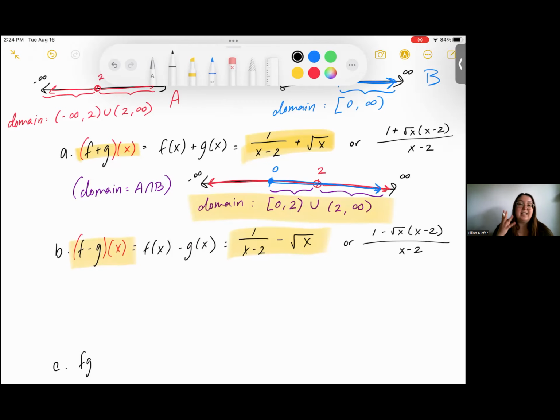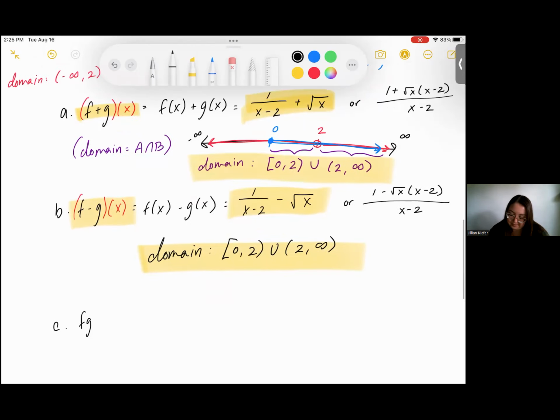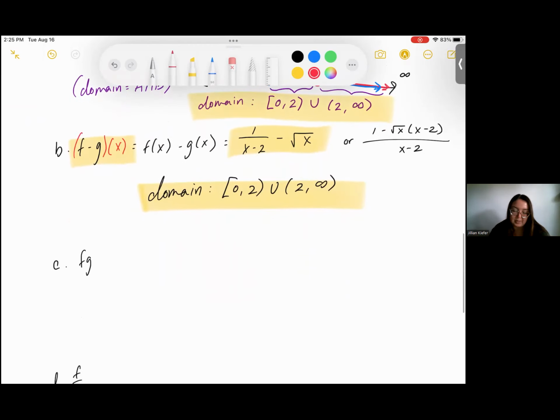Our domain, like we said, is the same. So domain for part B is 0 to 2, including 0, not including 2, and 2 to infinity, still not including 2. So there we have it. That's how we got it for part B. So once you find out that A intersect B domain, it's really nice because you don't really have to deal with it anymore once you figure it out one time. So all right, now we have part C. We have f times g.